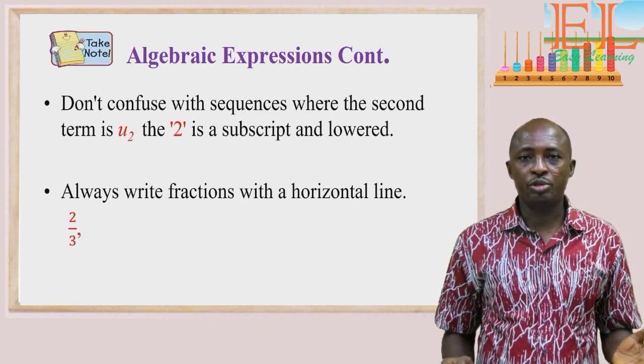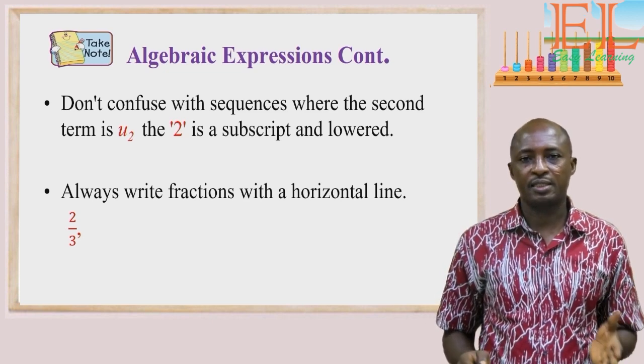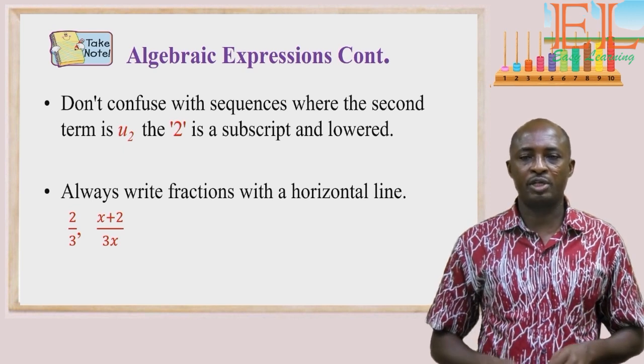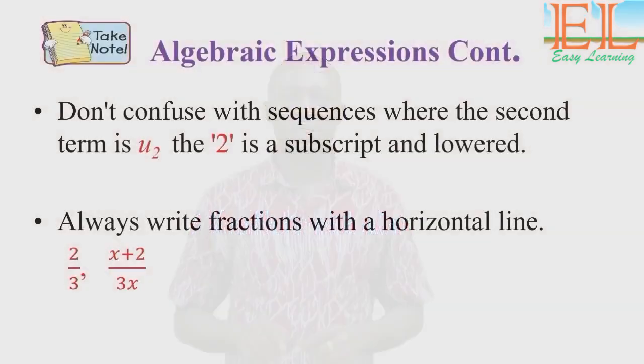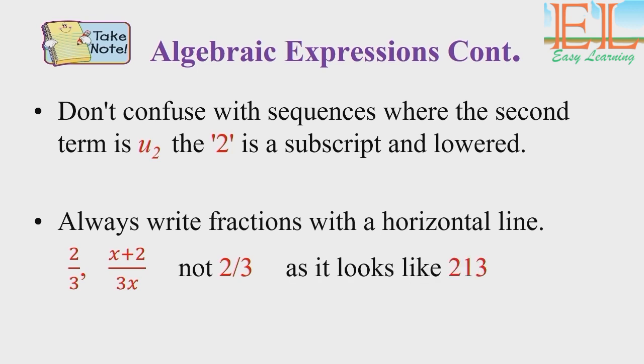X plus 2 divided by 3x must be written with a horizontal line. So the division must be a horizontal line. Do not write 2/3 as 2/3, because it looks like 213. And that is very confusing.